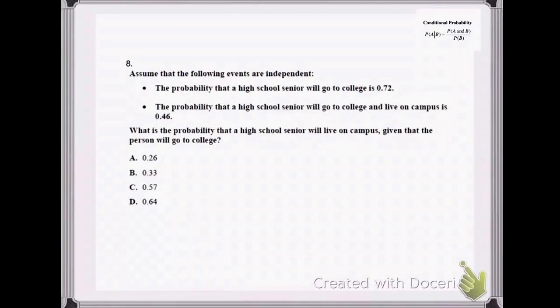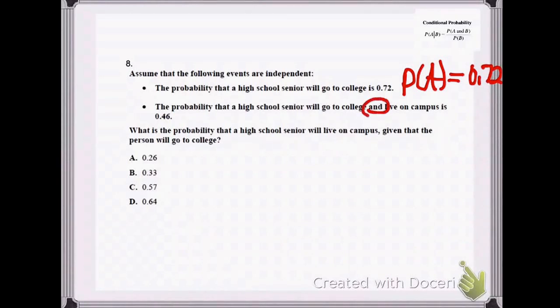Number 8. Assume that the following events are independent. The probability that a senior will go to high school is 0.72. So the probability of A equals 0.72. The probability that a high school senior will go to college and live on campus is 0.46. So that's probability of A intersect B because we have an and, so that's 0.46.